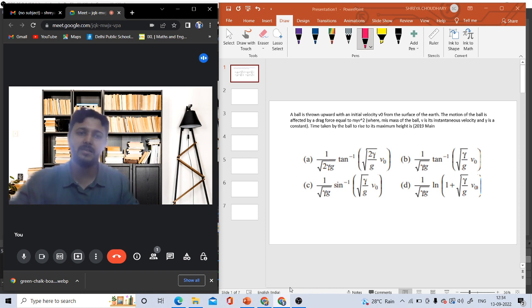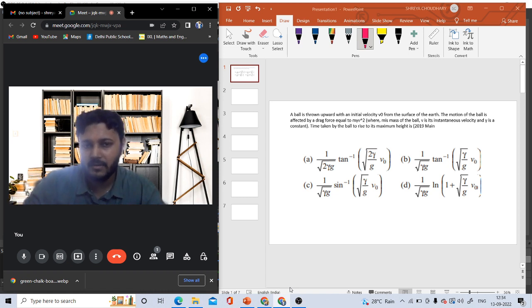This question has been asked in IIT Mains 2019. So we are just going to solve the question along with the explanation. The basic idea from the question is that the drag force experienced by the ball is m gamma v square, where the initial velocity is v0, and our objective is to find the time taken by the ball to reach its maximum height.